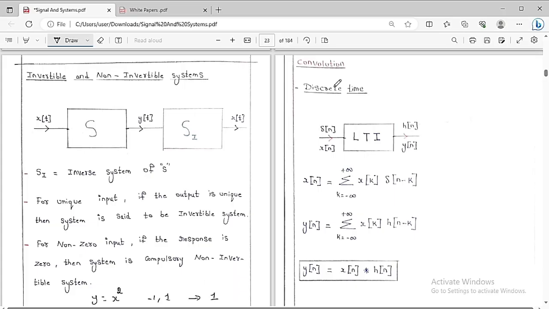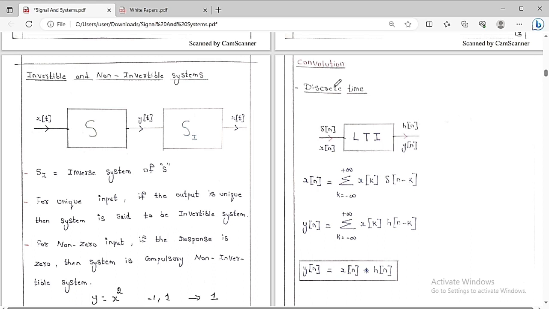So now we are going to discuss another concept, which is convolution. In the discrete time domain, the first thing we are going to discuss is convolution. So this is the LTI system.